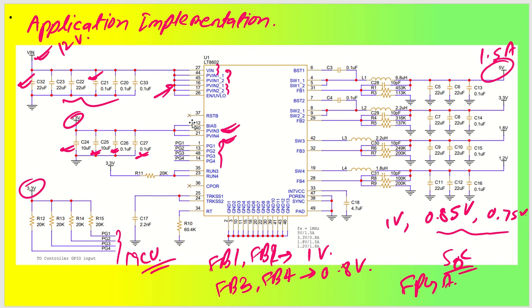Alright guys, hope you have a good understanding of the calculation of all these inductors and feedback resistor networks for each of the outputs and current setting for the output required.